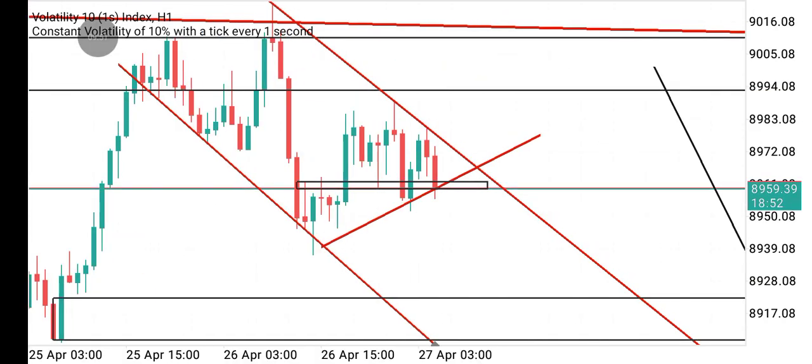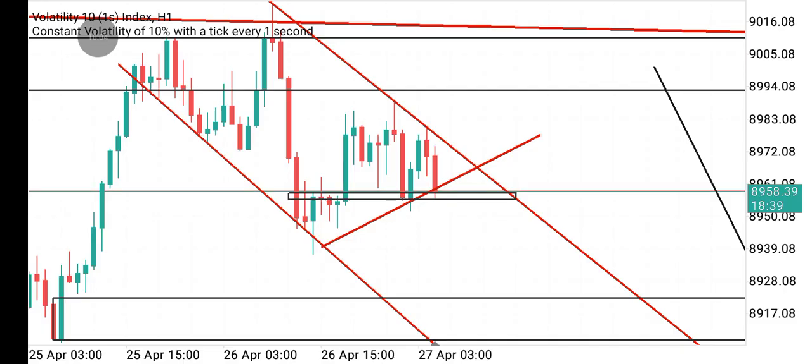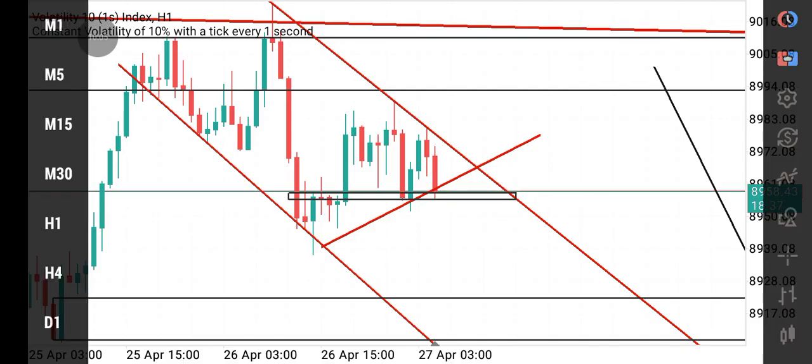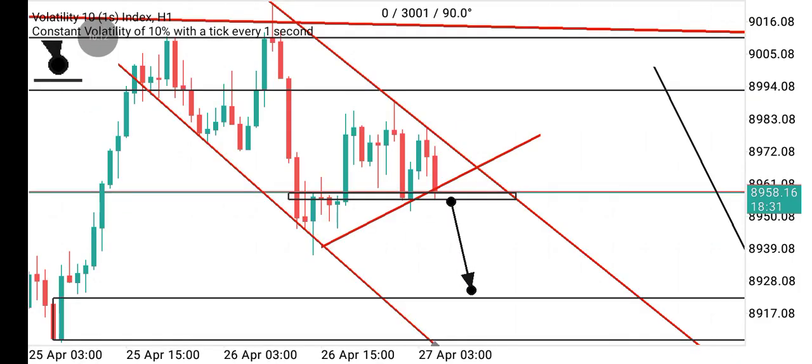coming on the 1 hourly time frame, I think the zone will be better marked around here. If we can have a close below this zone on the 1 hourly time frame, then we'll be expecting the market to sell nicely, to continue the sales. So you may want to wait to get that confirmation before you get the sales.